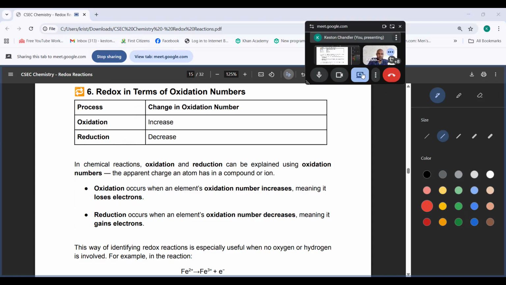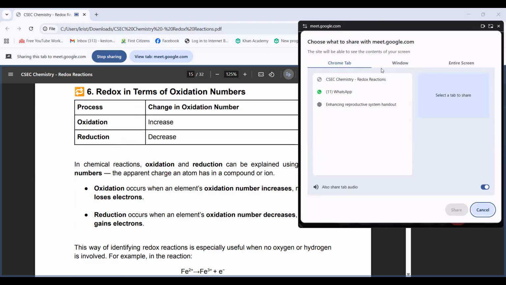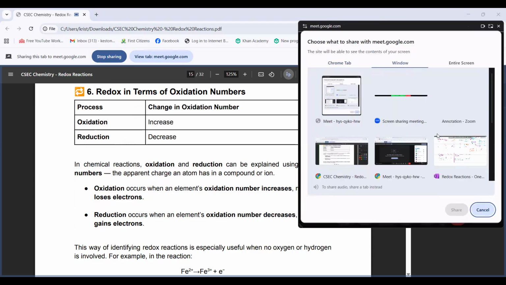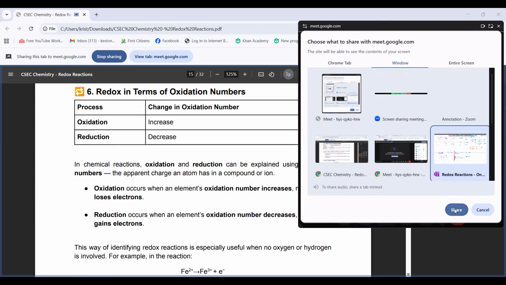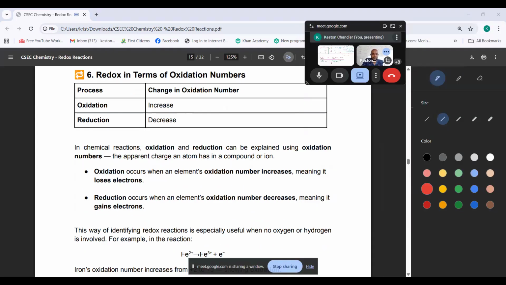All right. So we're going to do a little bit of practice with solving for oxidation numbers. Let's switch our screens.